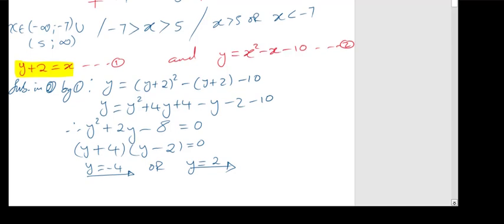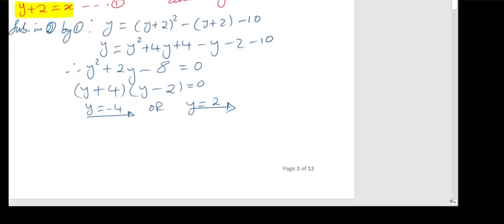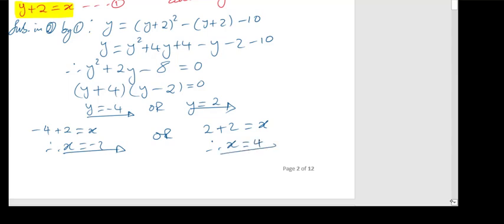Now to find the value of x, I need to do substitution in the equation of y. So the equation is y plus 2 is equal to x. Y is minus 4, so minus 4 plus 2 is equal to x. Therefore minus 4 plus 2 is minus 2. Or I will say 2 plus 2 equals x. Then therefore x is 4. So then your solution set remains: if x is negative 2, y is minus 4. If x is 4, y is positive 2.